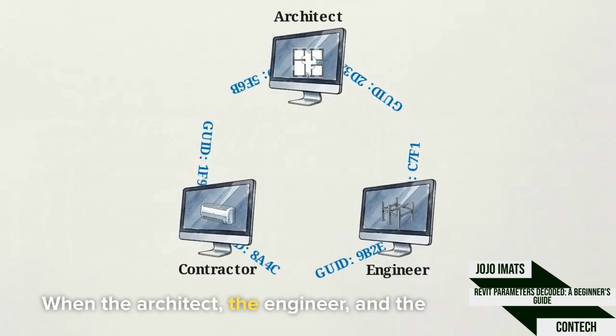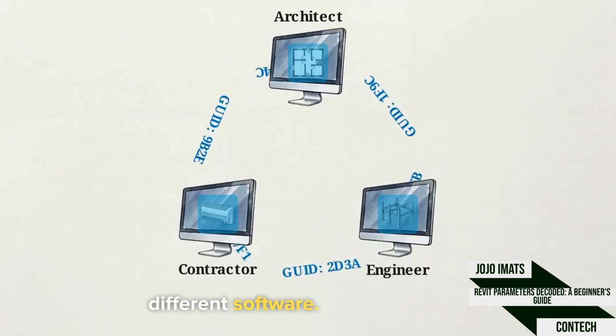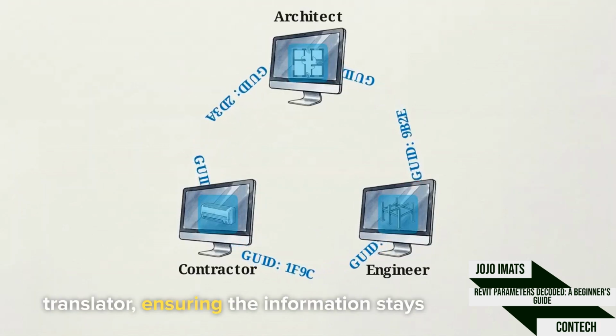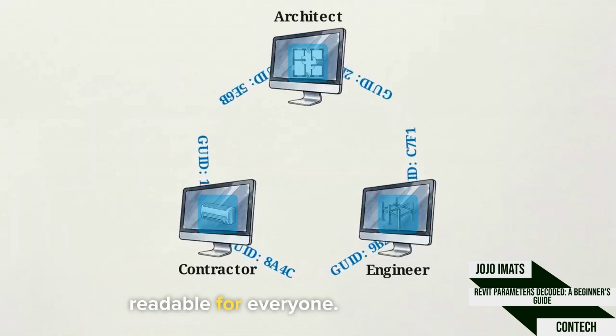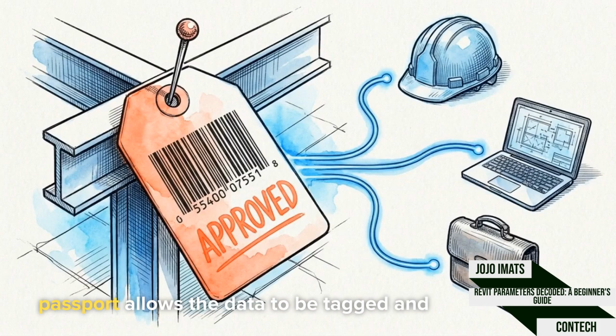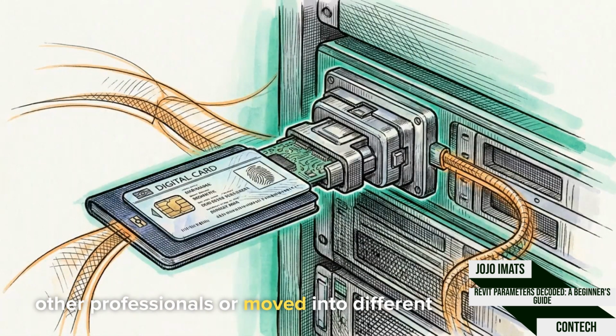When the architect, the engineer, and the contractor all need to see the same data using different software, shared parameters act like a universal translator, ensuring the information stays readable for everyone. Unlike that sticky note on your desk, this passport allows the data to be tagged and extracted by any stakeholder who needs it. When your information needs to be shared with other professionals or moved into different software, it requires this identification to stay visible.